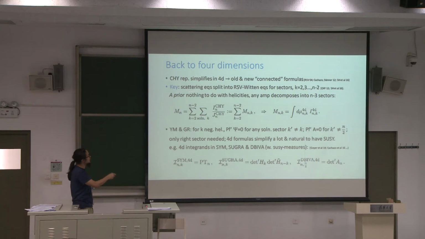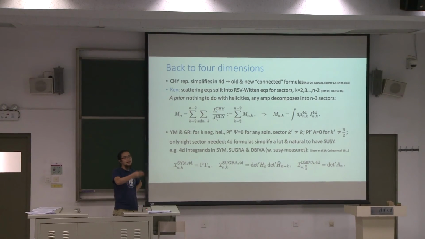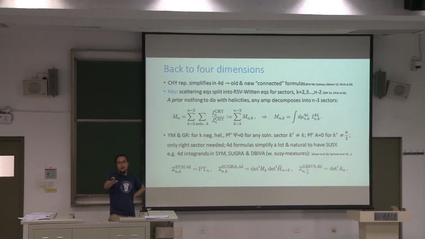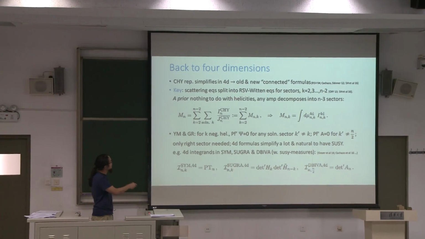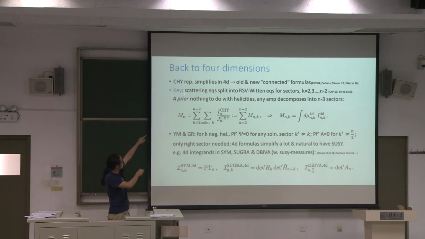The key here is to notice that unlike in general dimension, in 4D there's a natural notion of sectors, which you're probably familiar with from the helicity sectors of 4D amplitudes with gluons and gravity. But this is something, at least a priori, not related to that. It's just a property of scattering equations. If you reduce the scattering equations to 4D, as we already pointed out in our first paper, they just become the RSV Witten scattering equations in the original Witten twistor string formula. But now it's not a one-to-one correspondence. The equations fall into n-3 sectors, and in each sector you have a set of RSV Witten equations.